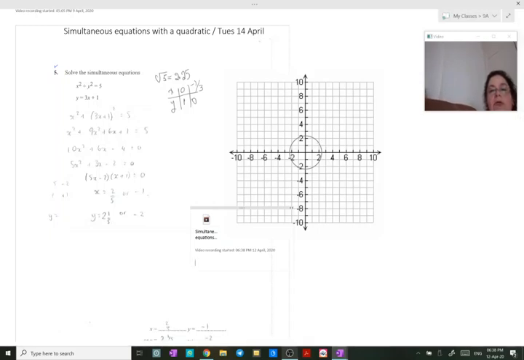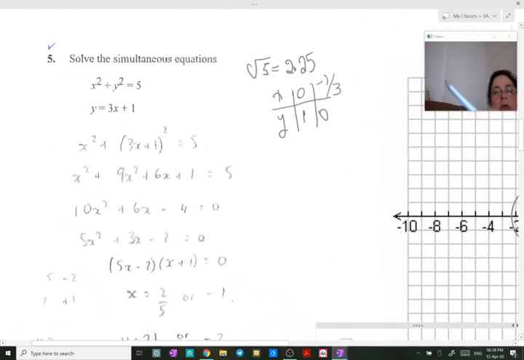Simultaneous equations with a quadratic. We are going to solve these kinds of equations. We are going to solve them algebraically, and we are going to solve them graphically. So let us start first with the algebraic method.